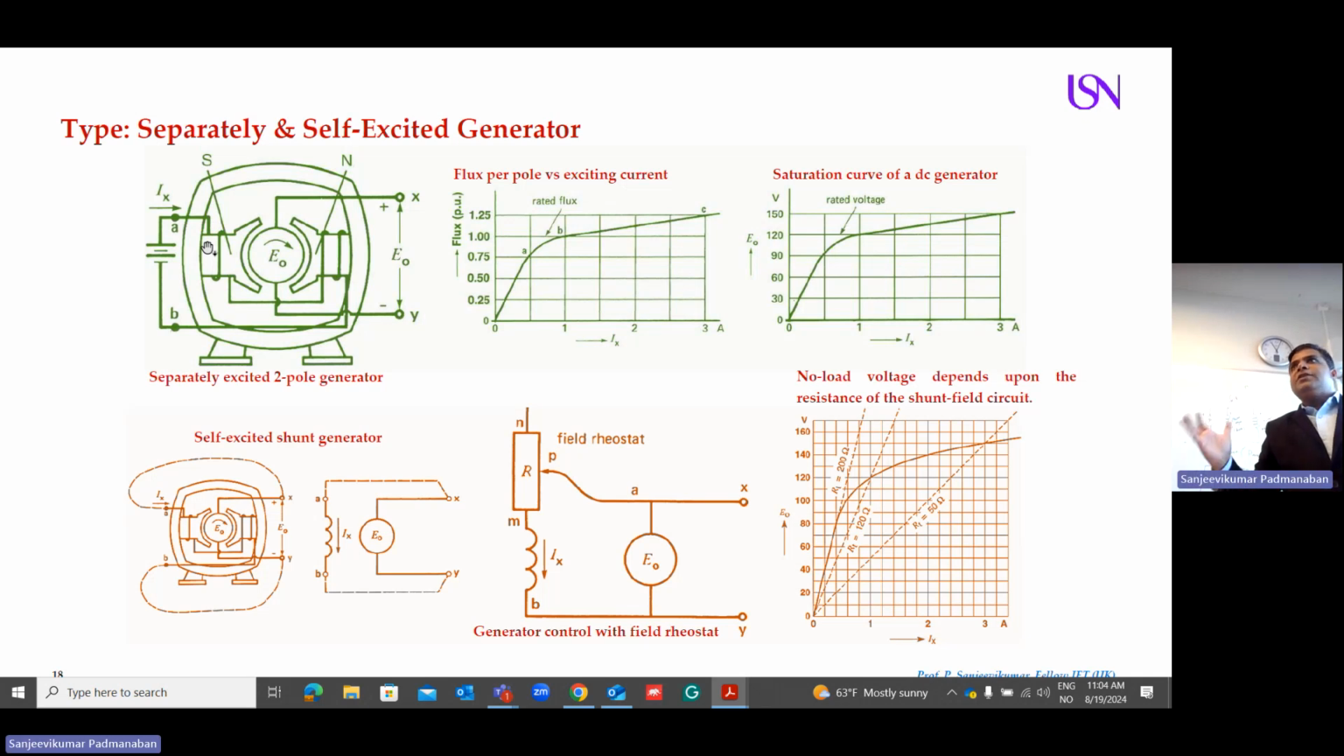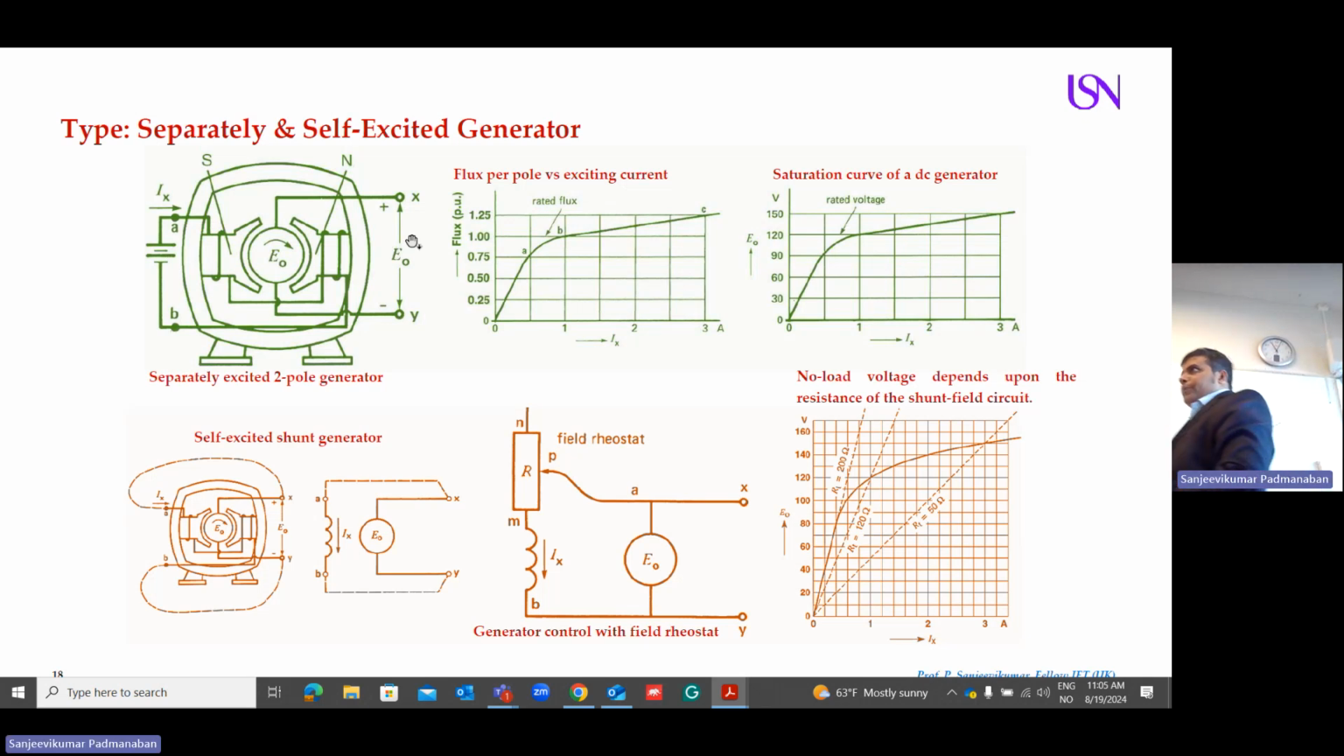This is my field winding, the fixed part of the DC machine. And this is my armature, the rotating part. We call it an armature. I use another DC source. You can have a look, X and Y. So I separately excite. For example, I can give different power here. I can give different power.